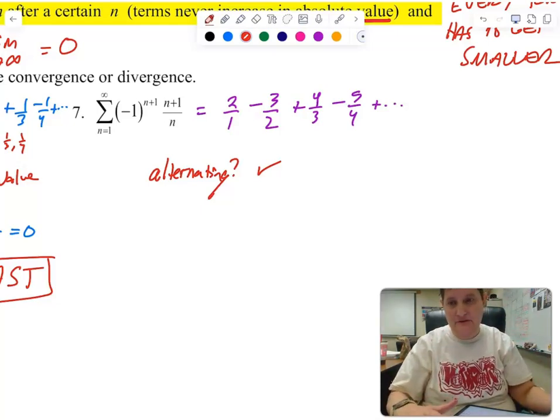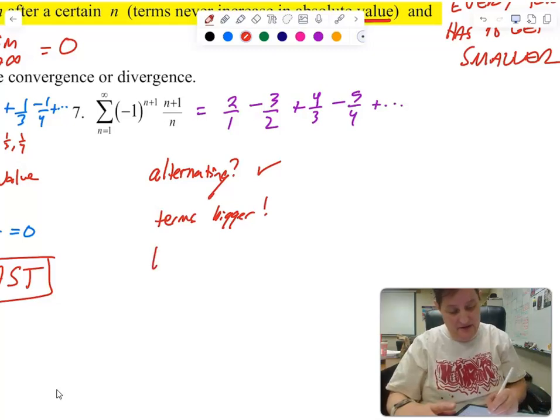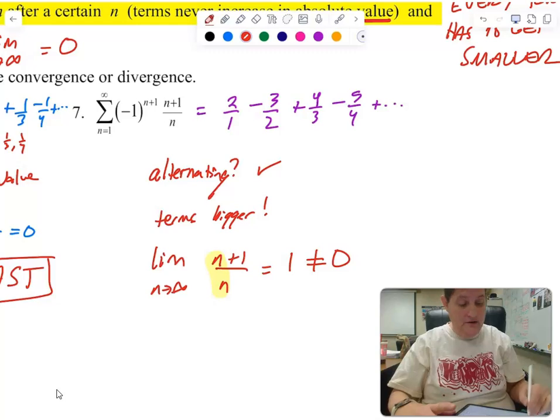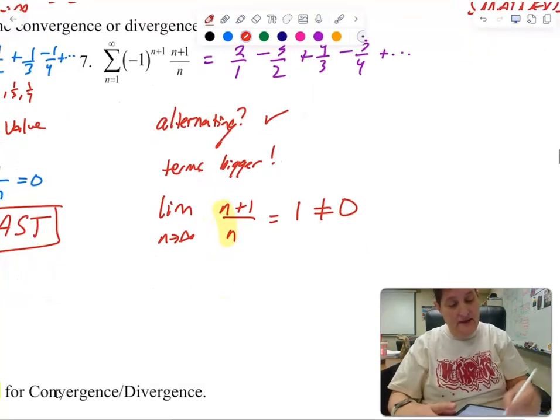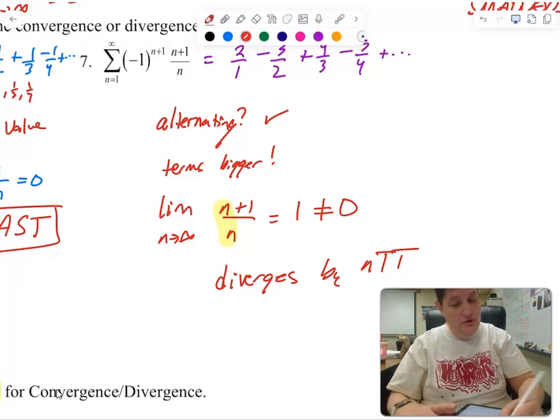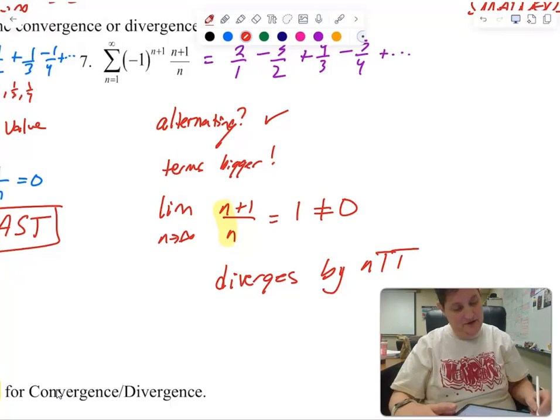First of all, the terms are getting bigger, which means we cannot use the alternating series test. And then last but not least, the limit as n goes to infinity of n plus 1 over n. Remember, when the degrees are the same on the top and bottom, it equals 1 over 1, which is 1, which is not 0. So we cannot use the alternating series test. But because the limit went to 1, which is not 0, we can say this diverges by the nth term test. Usually when the alternating series test fails, you can jump down to the nth term test.